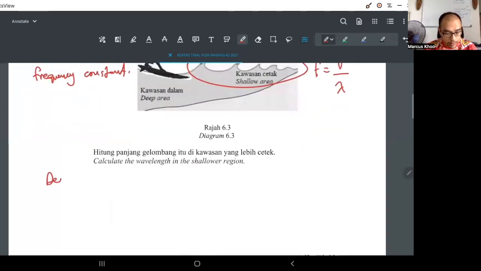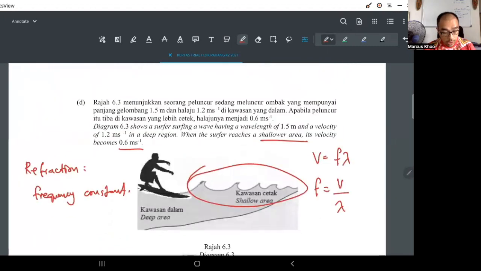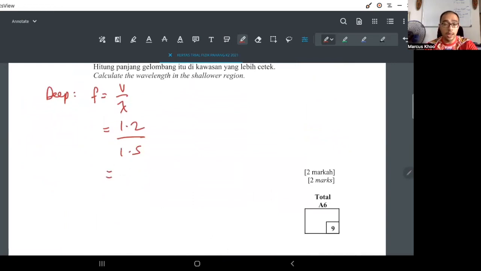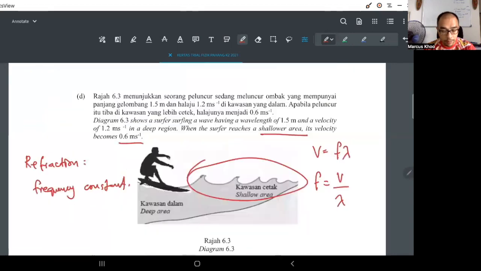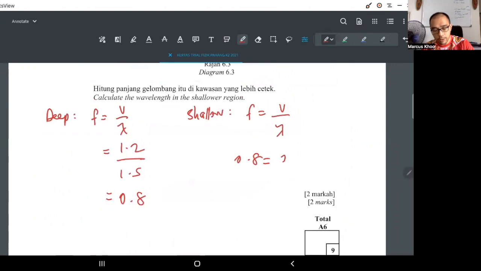So in the deep area, the frequency is equal to v over lambda. V is 1.2, and the wavelength, not the depth, the wavelength is 1.5. Sorry, 1.2 divided by 1.5 gives 0.8. And this frequency is the same as in the shallow. So f equals v over lambda. The f is 0.8. The v is 0.6. So we want to count the lambda. 0.6 over lambda, you should get lambda equals what? 0.75.